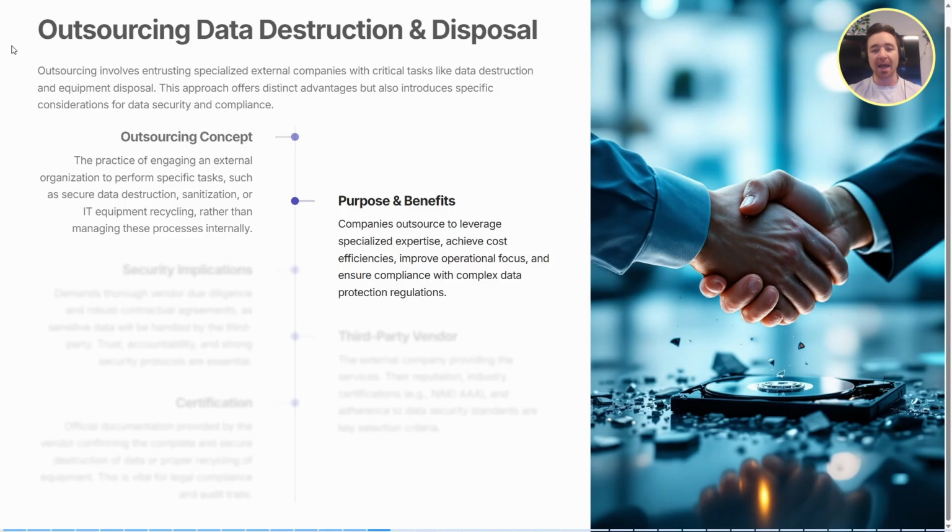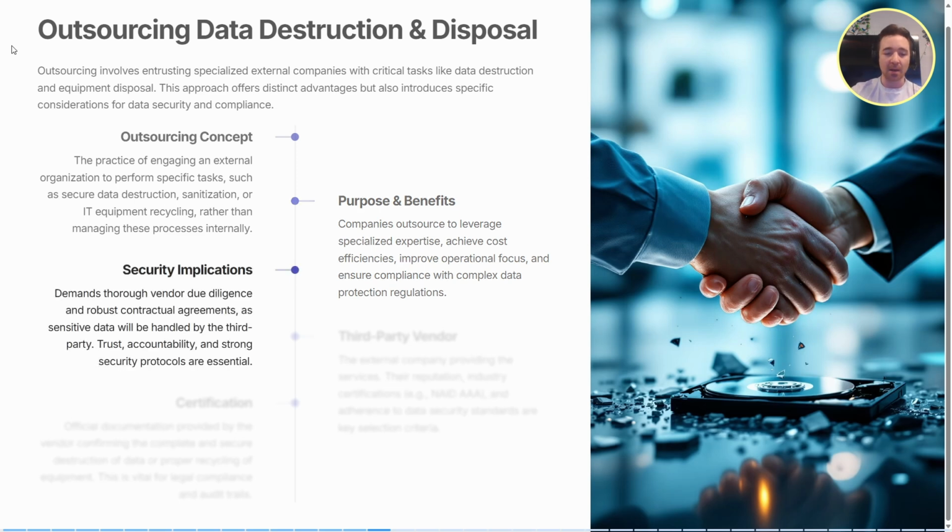These people already have it. So you just pay them a small fee to dispose of your drives for you because they already have all of that specialized equipment set up. However, it does have security implications because you're giving your precious drives to another third party. You need to be able to make sure you can trust them. All right, so make sure you do your due diligence there.